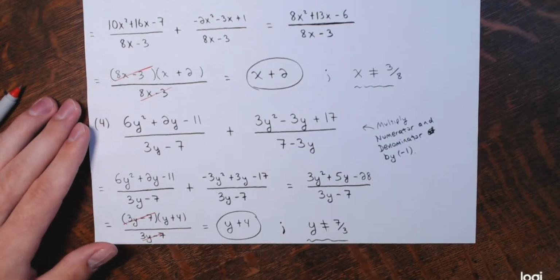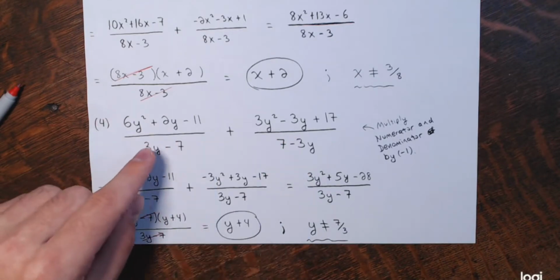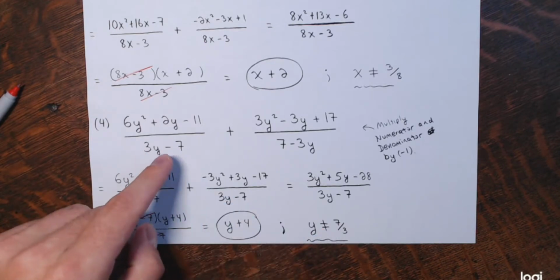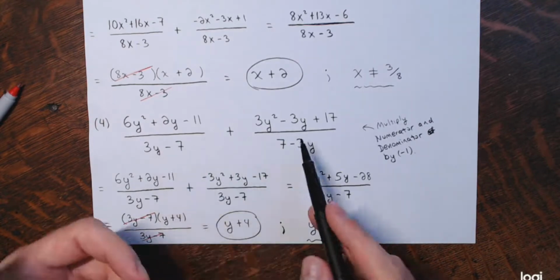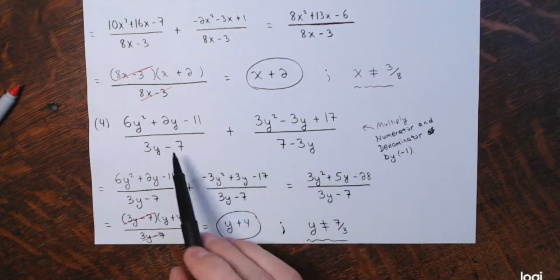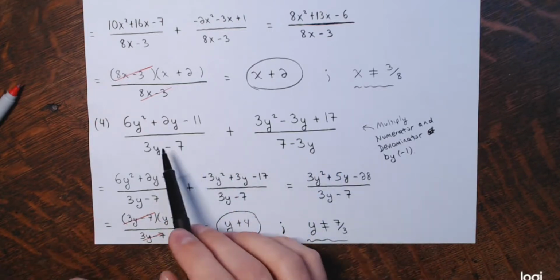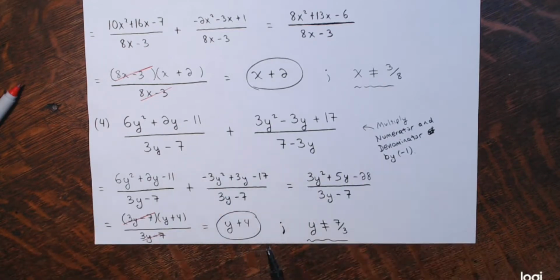And I leave it to you to check. Go back to the original statement, replace y with any number you want except 7/3, because that'll make me divide by 0, and see if this sum is equal to the value of y plus 4, the final expression. So when I replace y with 0, the final expression and the initial expression should have a value of 4. If I replace y with 1, the final expression and initial expression should have a value of 5, and so on, right? And I leave it to you to test some values.